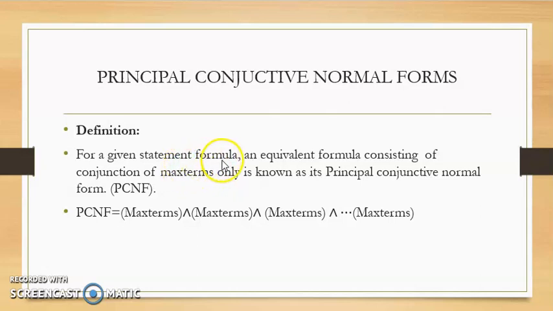For any given statement or formula, an equivalent formula consisting of max terms only, we call it a principal conjunctive normal form. We say it is PCNF. So PCNF is nothing but the product of max terms. The max terms will contain OR. It is a sum of elementary sum. So it is a product of max terms only.